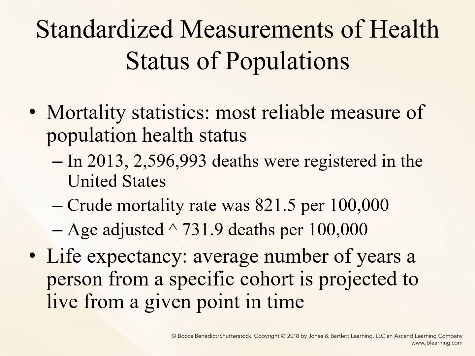Now we're going to go over some standardized measurements of health status. So first we have mortality statistics. This is the most reliable measure of population health status, right? How many people are dying in your population. In 2013, 2,596,993 deaths were registered in the United States. The crude mortality rate, including everybody, was 821.5 per 100,000. But the age-adjusted mortality rate was 731.9 deaths per 100,000.